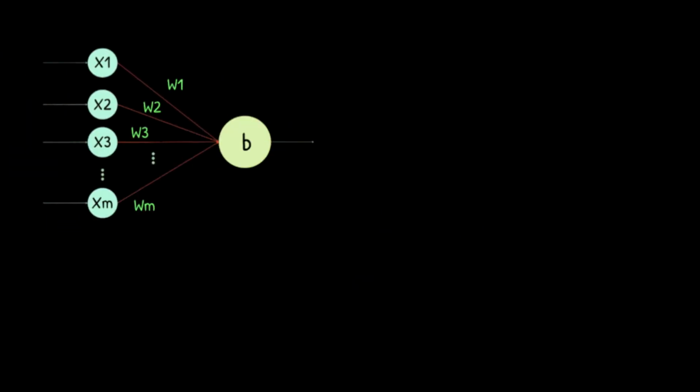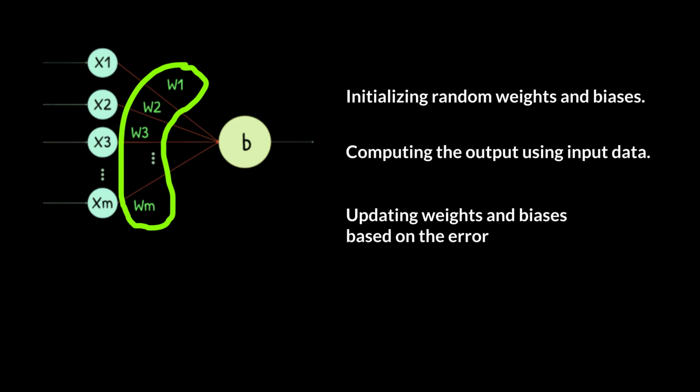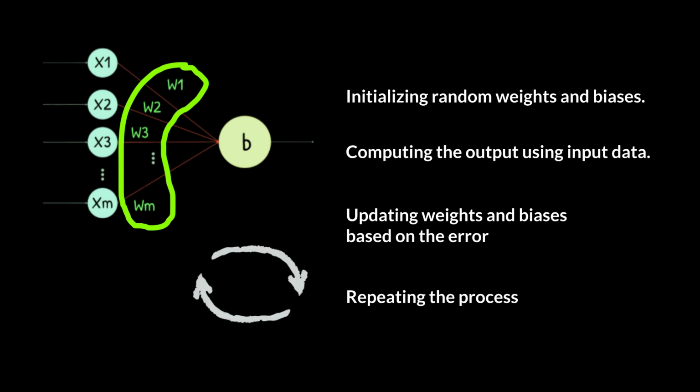So to sum it up, perceptrons learn by adjusting their weights based on the difference between their predictions and the true output. The learning process involves initializing random weights and biases, computing the output using input data, updating weights and biases based on the error difference between predicted and true output, repeating the process until the error is minimized or a predefined number of iterations is reached.